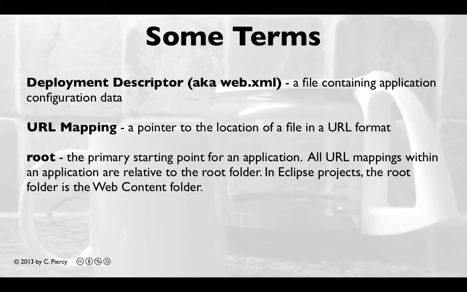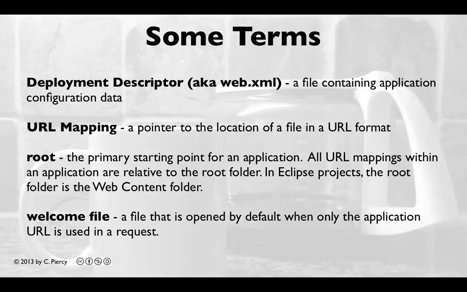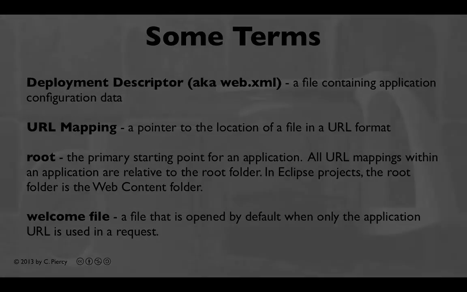Root is the primary starting point for any dynamic web application. All URL mappings within an application are relative to the root folder. In Eclipse projects, the root folder is the web content folder. A welcome file is a file that is opened by default when only the application URL is used in a request. We'll see how these terms are used as we create a simple Eclipse dynamic web project.